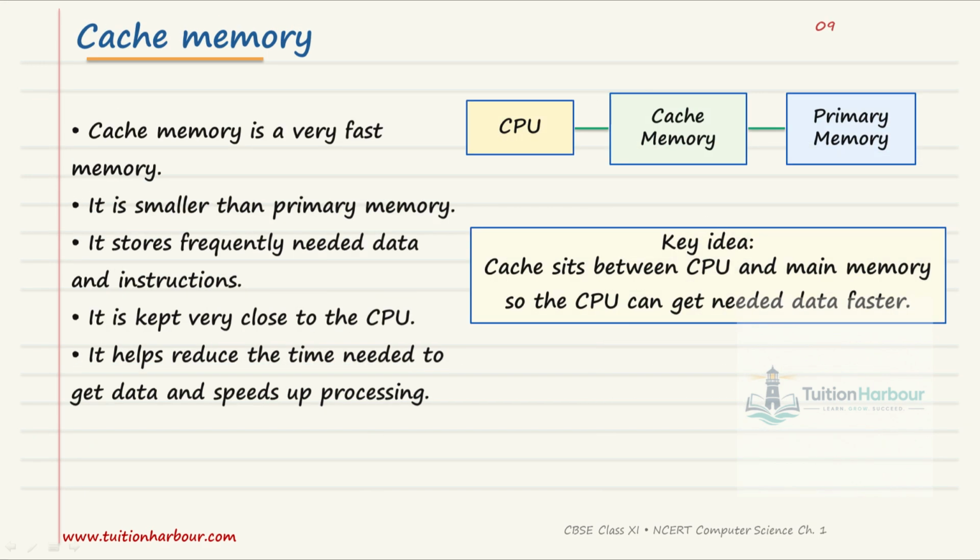Cache memory is very fast and smaller than primary memory. It is located close to the CPU and stores frequently needed data and instructions. This reduces the time the CPU spends waiting and makes processing faster.